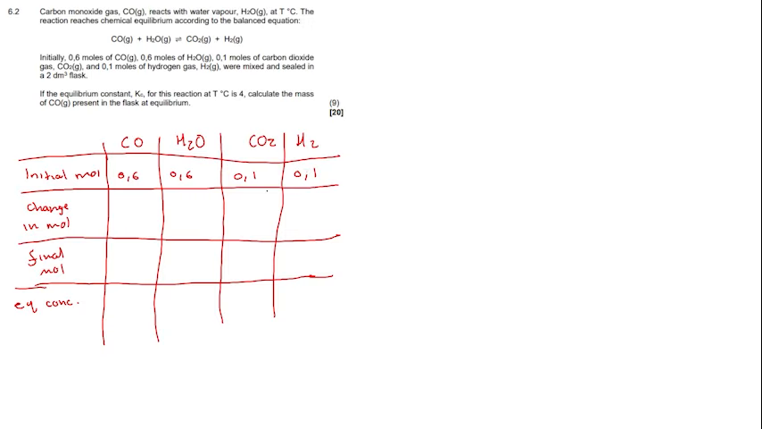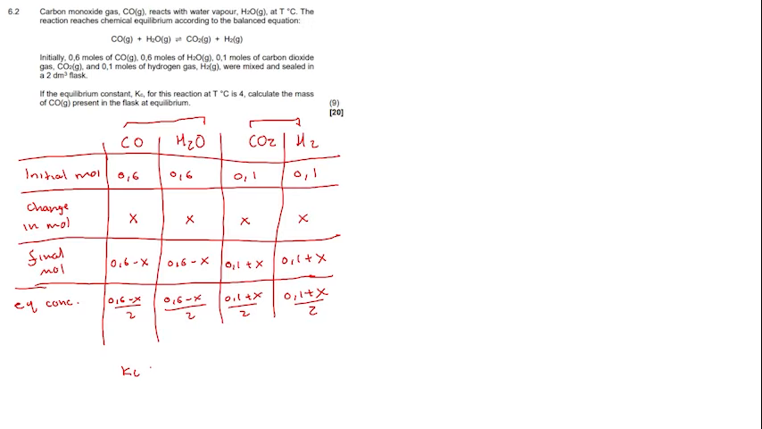We don't know the change in each, but since they all have a ratio of 1 to 1, we can just call all of them X. We then can say that, since these two are reactants and these two are products, our final moles will be 0.6 minus X for the reactants and 0.1 plus X for the products. We then know that we can calculate our concentration, as we know our volume is 2 decimeters cubed.